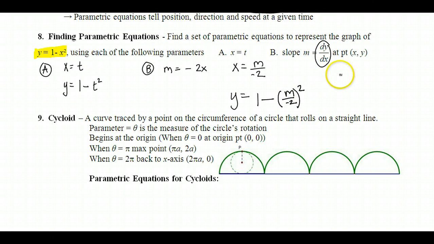So then I can clean this up a little bit. I'm going to rewrite that x is equal to m divided by 2. And this time y is equal to 1 minus m squared divided by 4. So we know that's x, there's y, and now we're looking at things just in terms of their slope. And that's okay to have our parameter in terms of slope as well. It's not very common, but it can definitely happen.